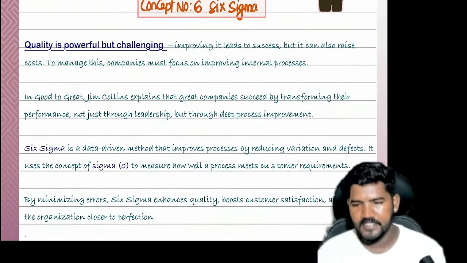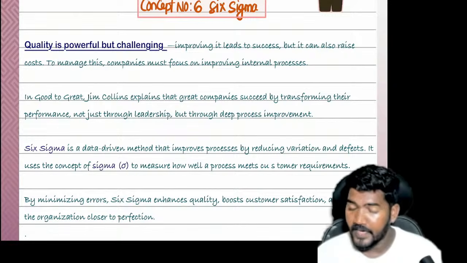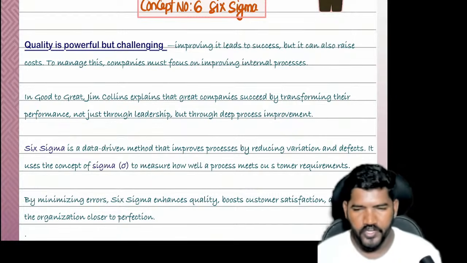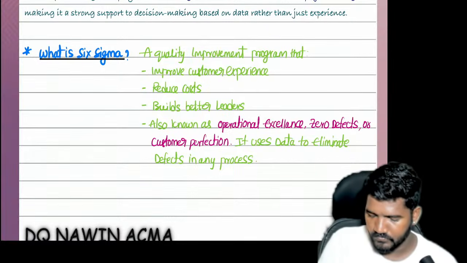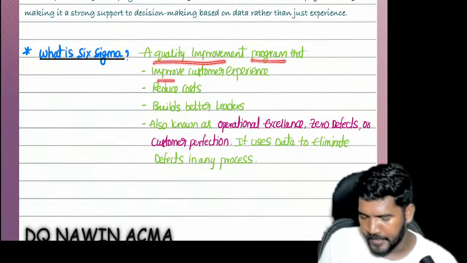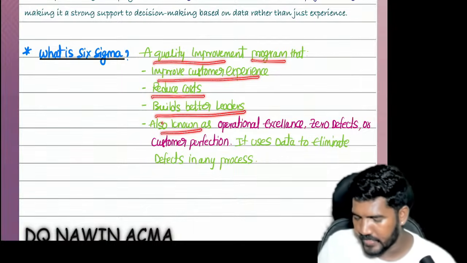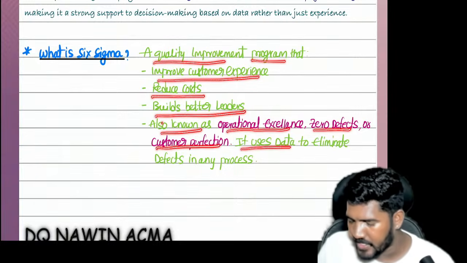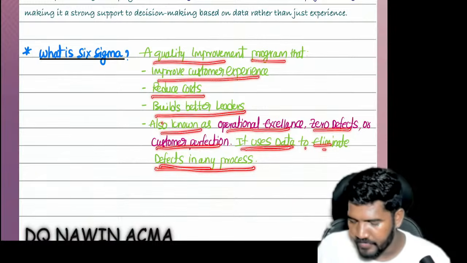Six Sigma is a tool we use in manufacturing organizations to reduce defectives. Let us check here. What is Six Sigma? A quality improvement program that improves customer experience, reduces cost, and builds better leaders. It is also known as operational excellence, zero defects or customer perfection. It uses data to eliminate defects in any process.